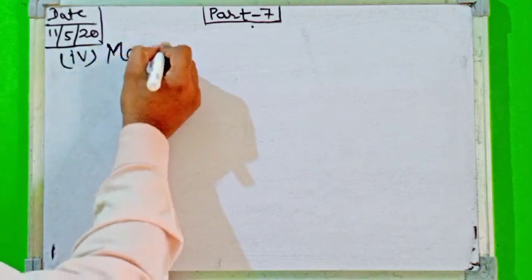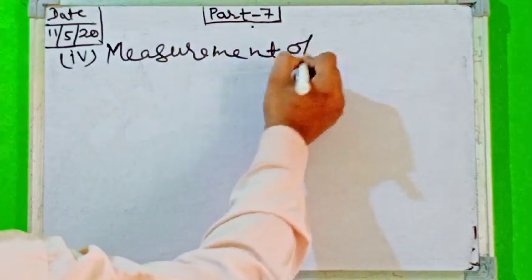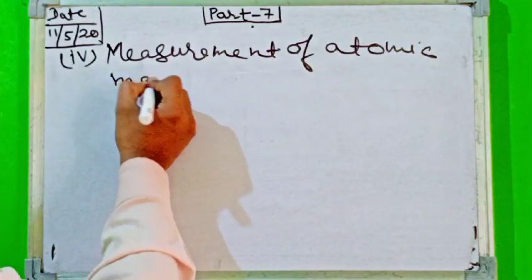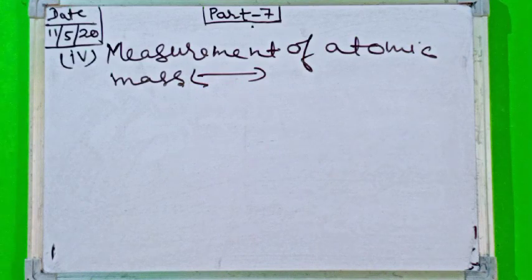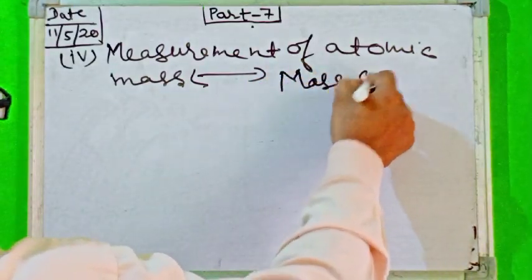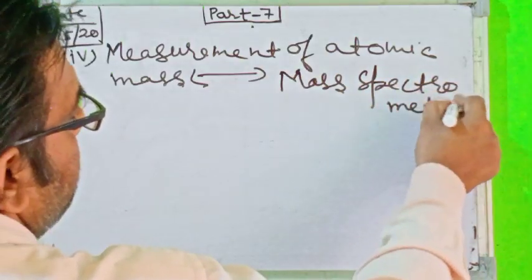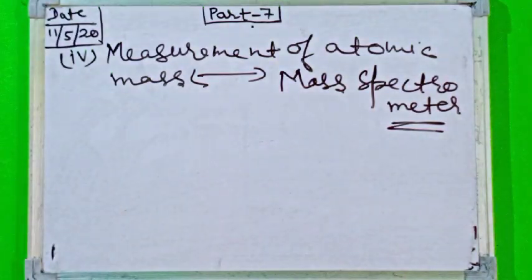Measurement of atomic mass. Atomic mass and nuclear mass. Atomic masses and nuclear masses can be measured by the technique that is called mass spectrometer. This is a technique, mass spectrometer.